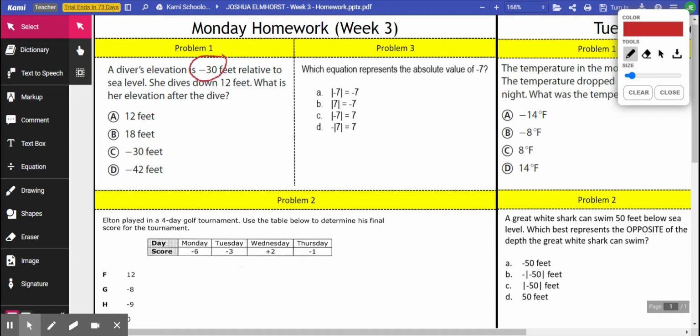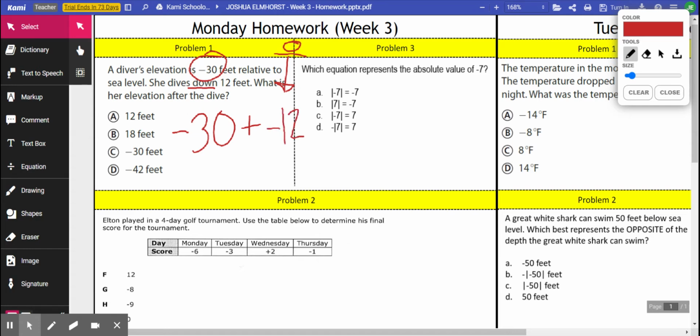So first we're going to identify the first integer, which is negative 30. And this keyword right here says dives down. Down means we're going below 0, so we're going to have another negative. So we have 30 feet below, and then we also have another 12.